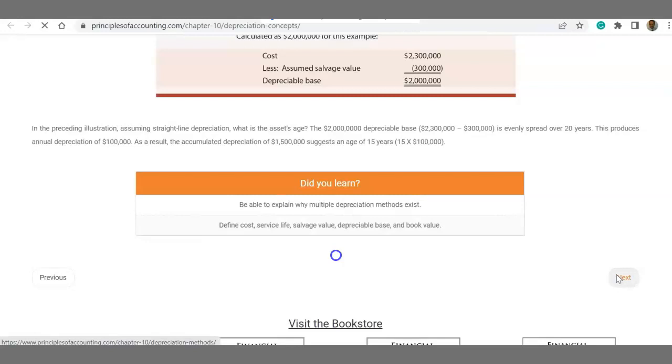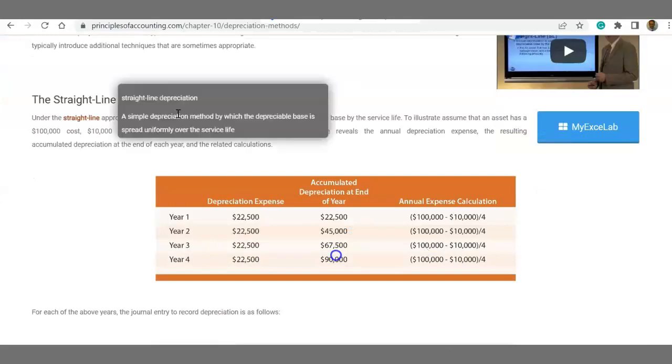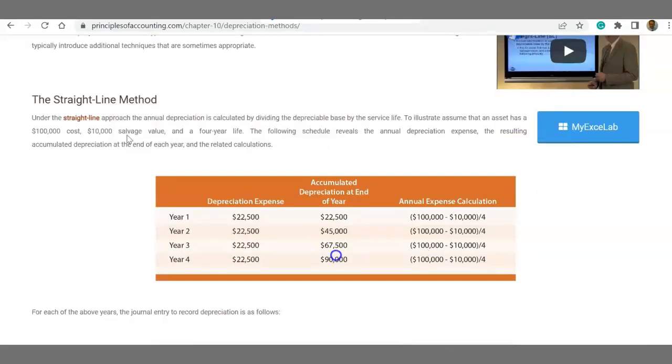If there is no question, let me move on to the next page. So under straight line method, you know the cost should be deducted by salvage value. So cost minus salvage value divided by useful life. It gives you the same depreciation expense year after year.